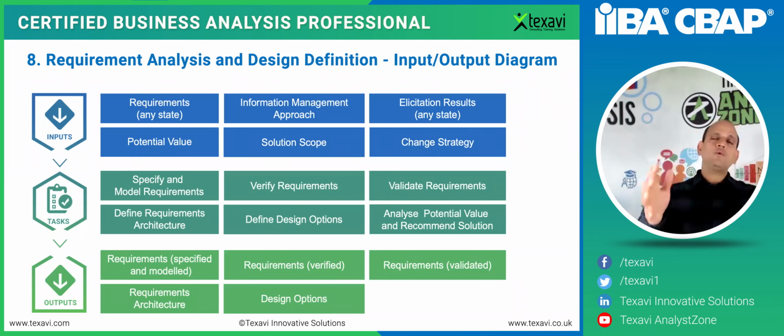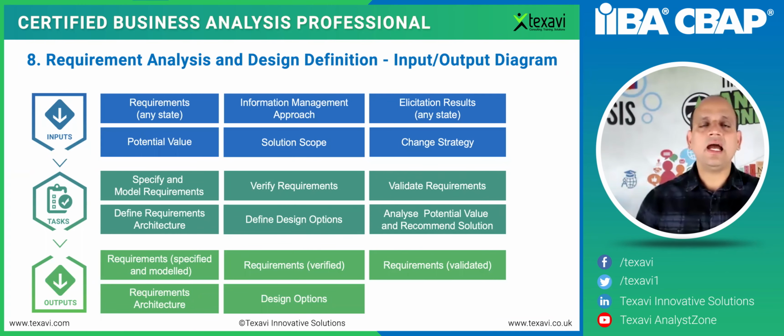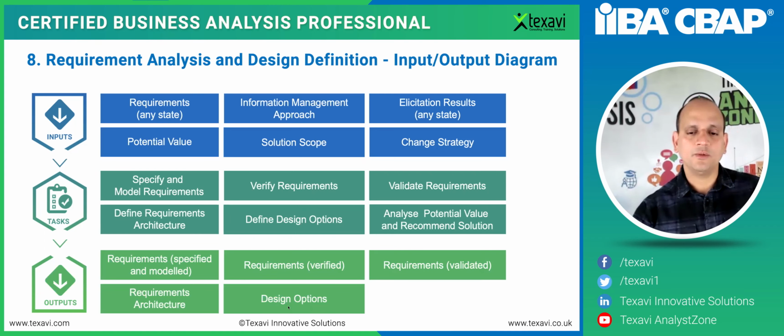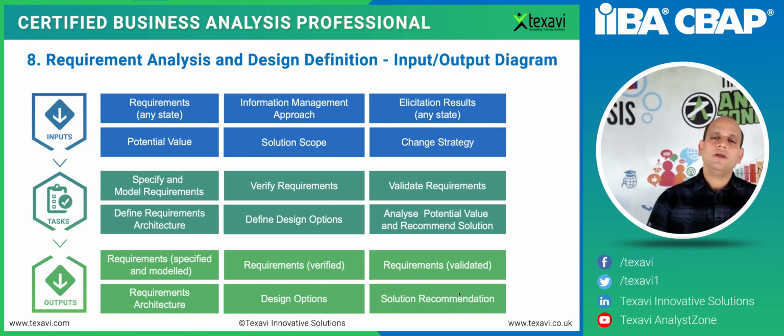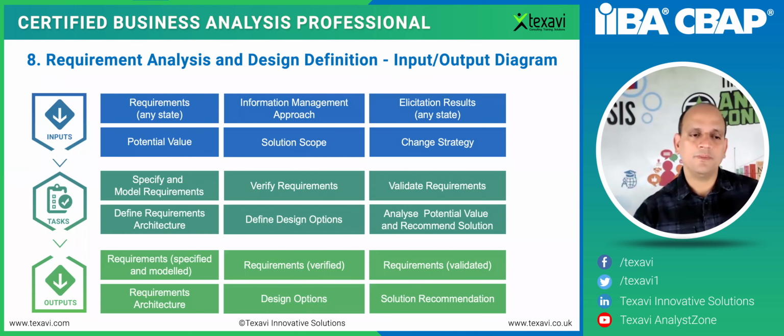Or it could be the user interface design of how the layout should be, what kind of colors we should use, what kind of fonts we should try and deploy. All of those would be the design decisions and options that you would take, and those would be the outputs from this knowledge area. And the solution recommendation is also going to be one of the activities that you do here: once you have the possible options for the solution, you're going to recommend one as an output from this particular set of activities.